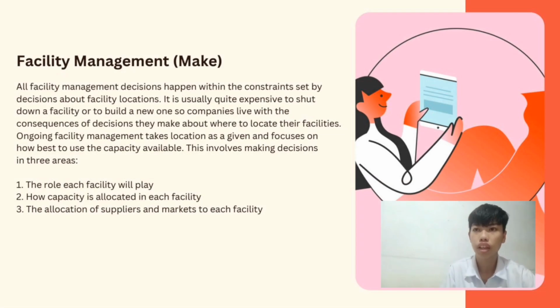Facility management decisions all happen within the constraints set by decisions about facility location. It is usually quite expensive to shut down a facility or build a new one, so companies live with the consequences of the decisions they make about where to locate their facilities. Ongoing facility management takes location as a given and focuses on how best to use the capacity available. This involves making decisions in three areas.